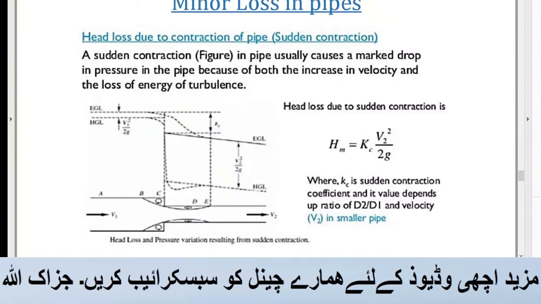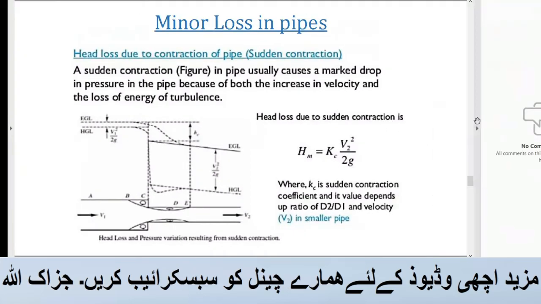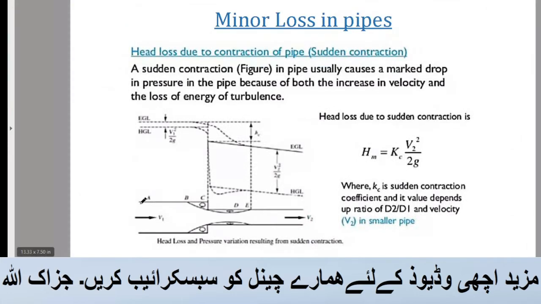Here is the first loss, that is head loss due to the contraction. When the pipe is contracted, you can see this figure, here is the pipe. When flow moves from entrance to exit, or from upstream to downstream, the pipe is contracting. Its diameter is reducing. So this reduction of diameter from larger to lower will generate head loss.